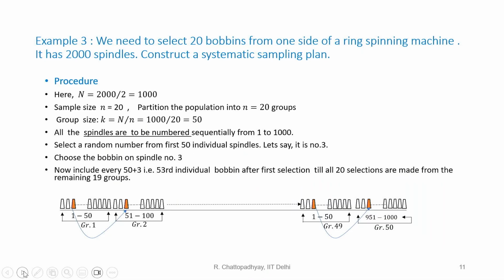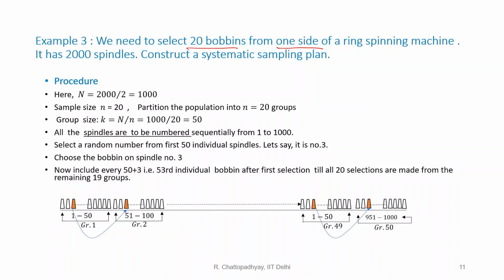This is going to make the understanding clear. Suppose we need to select 20 bobbins from one side of a ring spinning machine, and it has 2000 spindles. Construct a systematic sampling plan. It's a big ring spinning machine; almost 2000 spindles are there nowadays, such big machines exist. So on one side we have 1000 spindles, but we have to choose from one side. How many bobbins? 20 bobbins.